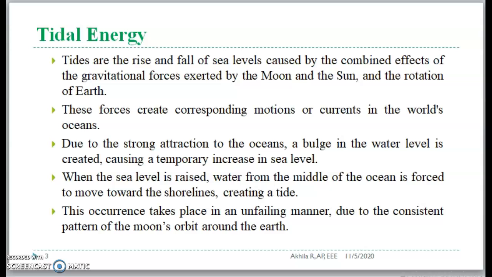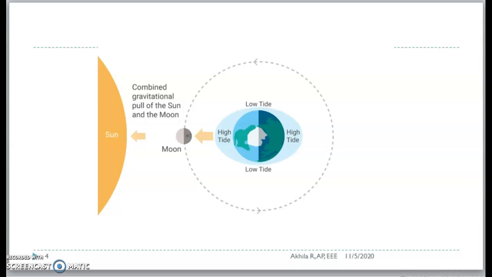So when the sea level is raised, water from the middle of the ocean is forced to move towards the shorelines, creating the tide. This occurrence takes place in an unfailing manner due to the consistent pattern of the moon's orbit around the earth. As is evident from this diagram, there is the possibility of both low tide as well as high tide based on the combined gravitational pull of the sun and the moon as well as the rotation of the earth.